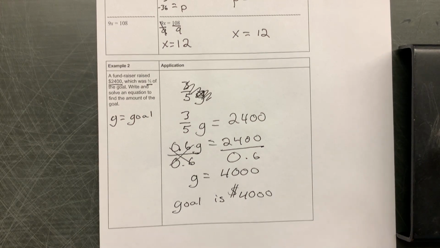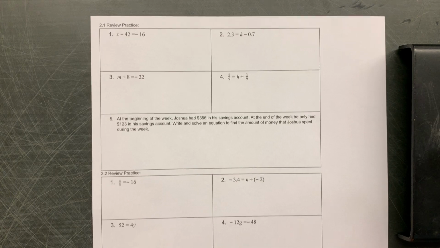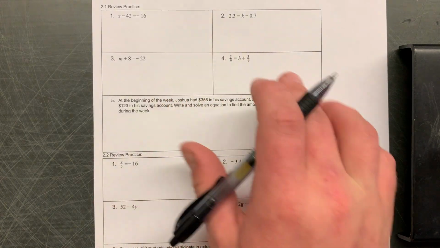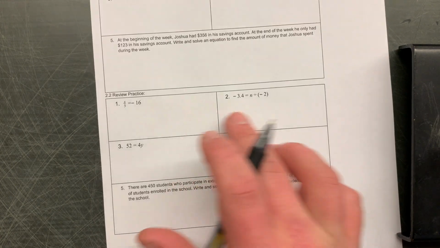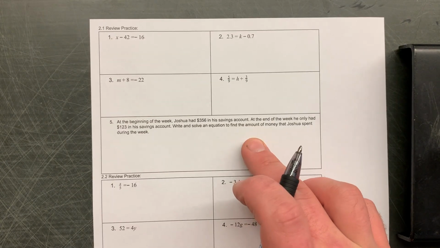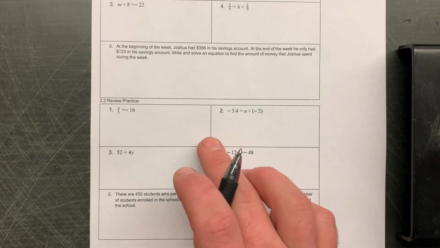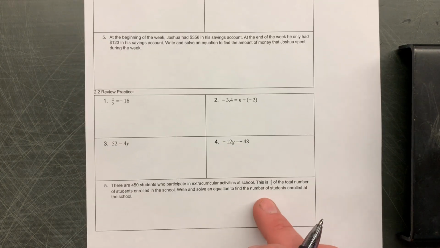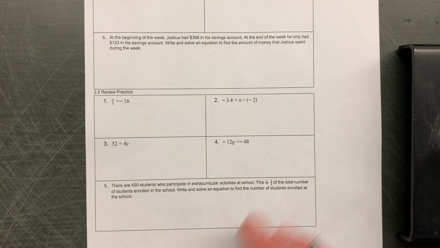When you're finished with both of these, make sure that you're completing the 2.1 and 2.2 review practice problems. I only have 5 problems for each section, so it should go pretty quick. You have 4 practice ones and an application-based word problem, and then 4 practice problems and an application-based word problem. These should go pretty quick.